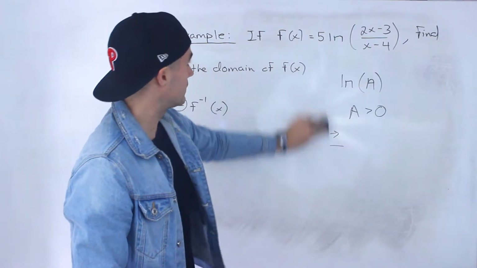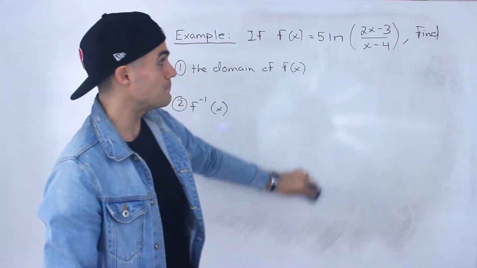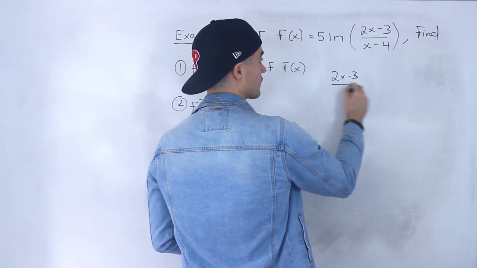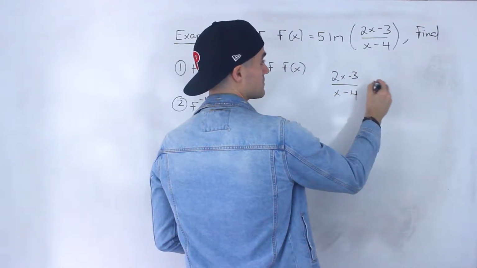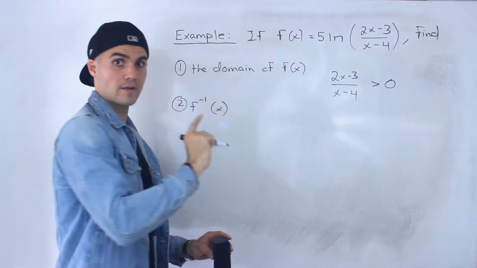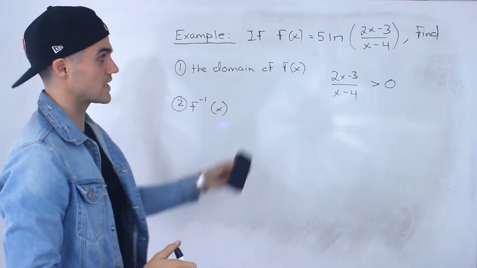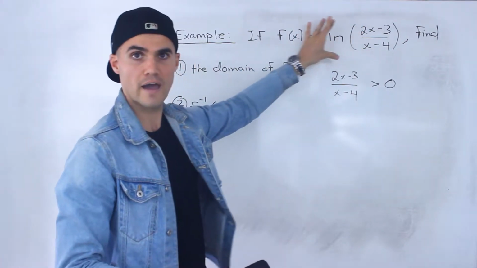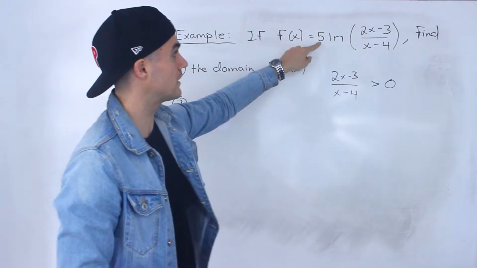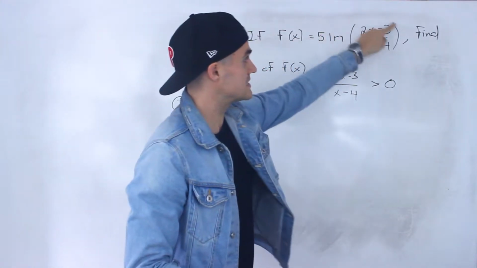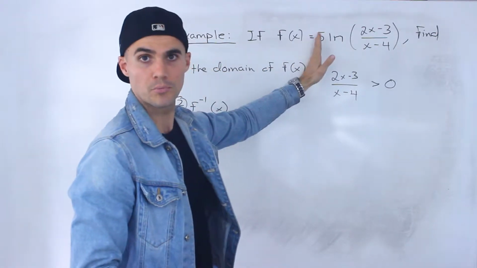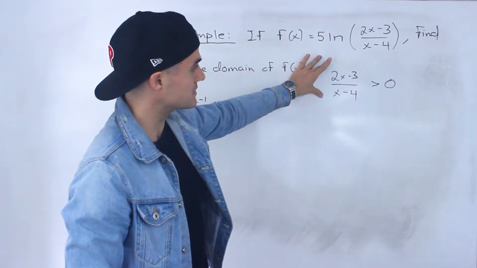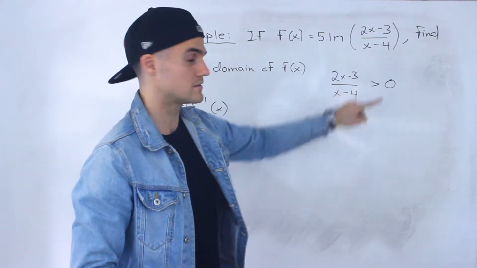So to find the domain of this function, basically what we have to do is figure out when is 2x minus 3 over x minus 4 going to be greater than 0. Not greater than or equal to 0, greater than 0, because you can't ln 0. And then this 5 here has no effect on the domain. This constant, as long as this value here is defined, we're just going to be multiplying that value by 5. So it's really this that we've got to figure out. When is 2x minus 3 over x minus 4 greater than 0?